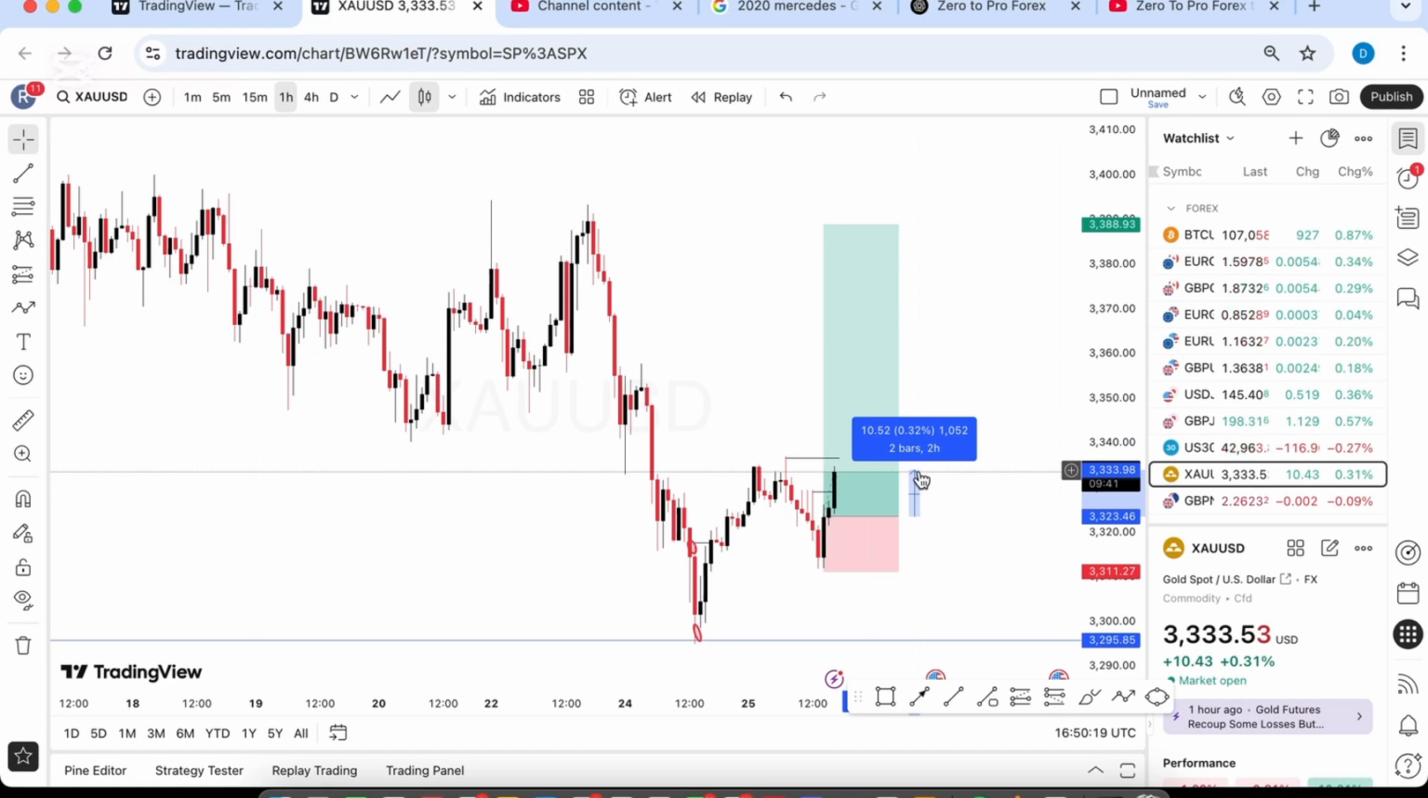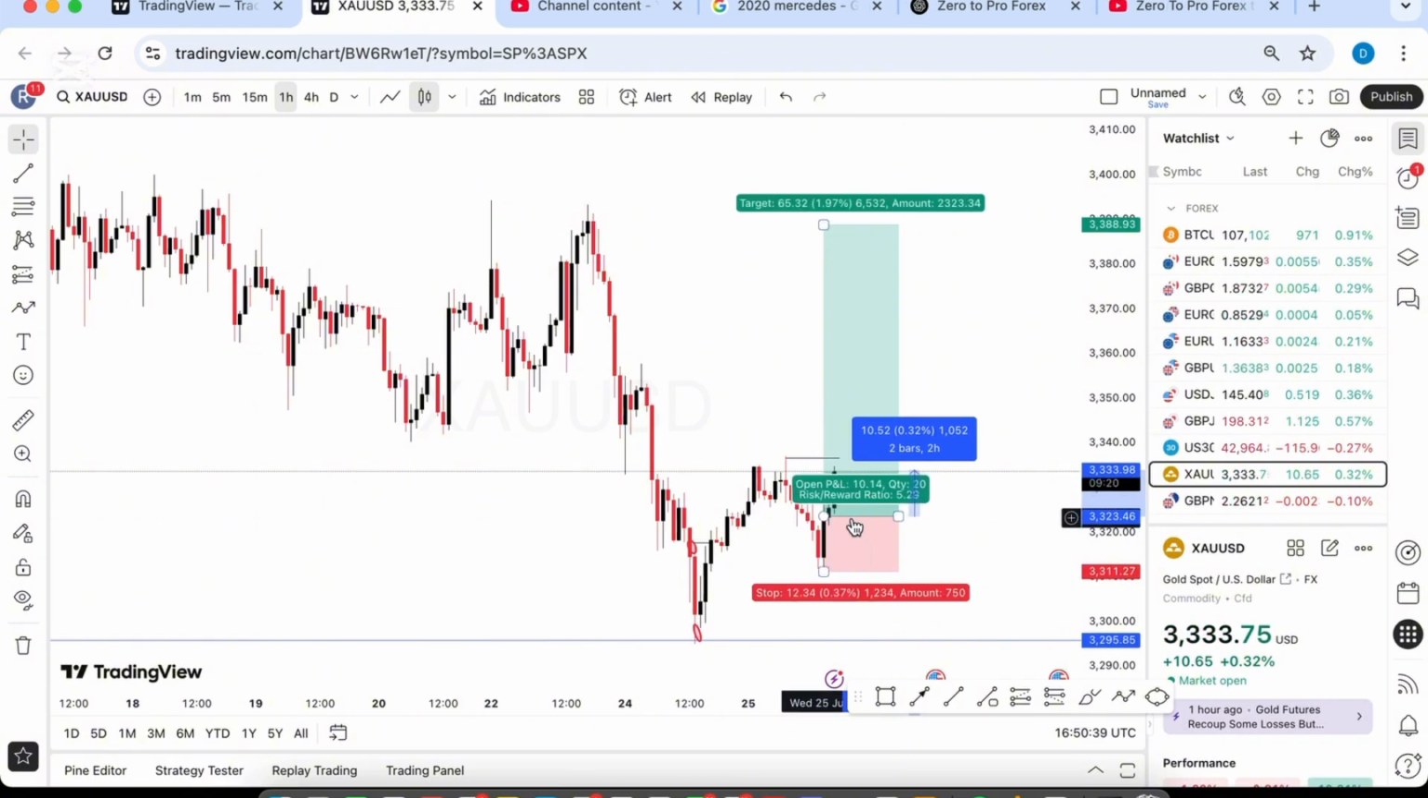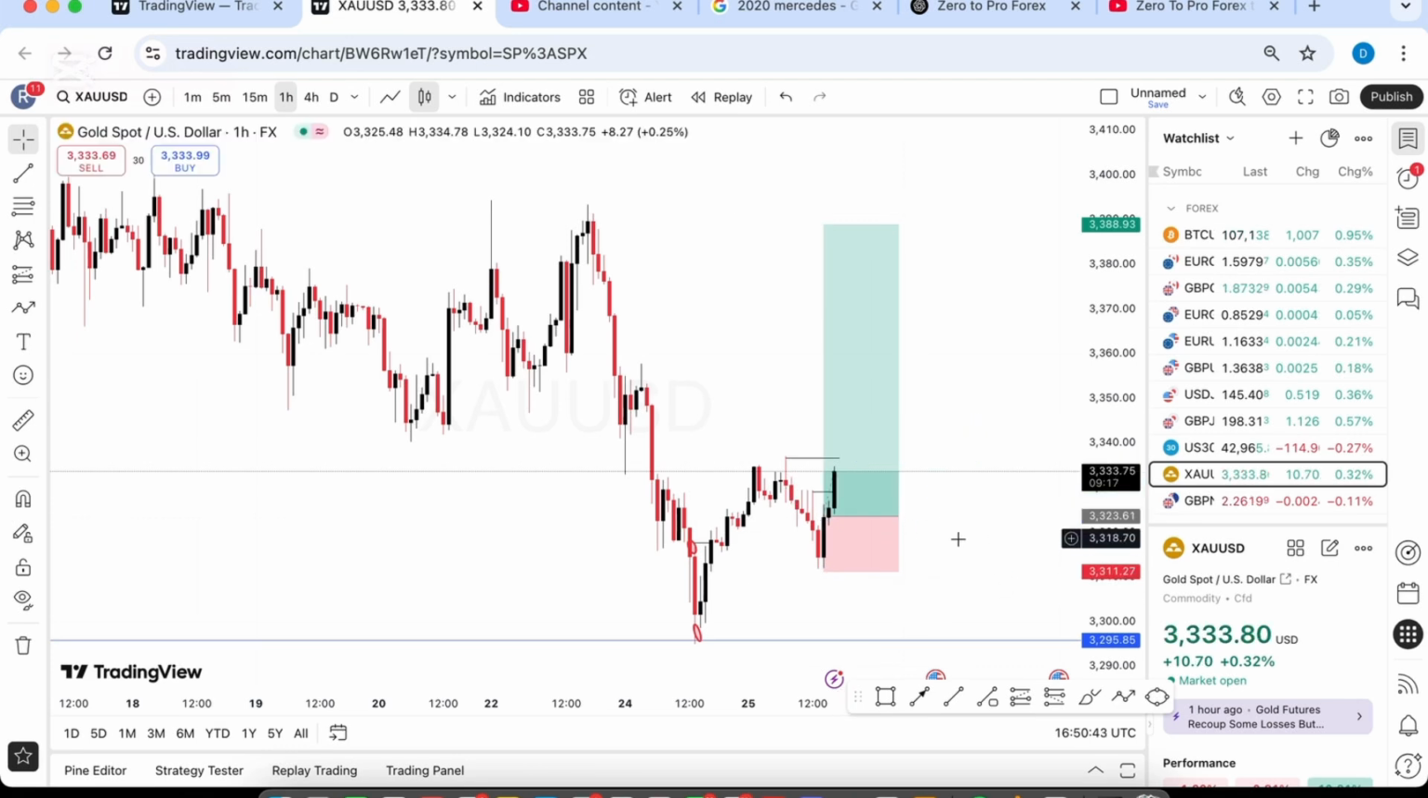If you enter this trade with 0.01, you are making $10. If you enter this trade with 0.1, you are making $100 per position. If you enter this trade with 1 lot, you are making $1,000. If you enter with 10 lots, you are making $10,000. From here, not from there, from here. Look at the beginning of that arrow. From here to this point. So if I have a $10 account now and you've entered with 0.01, you've doubled that money.